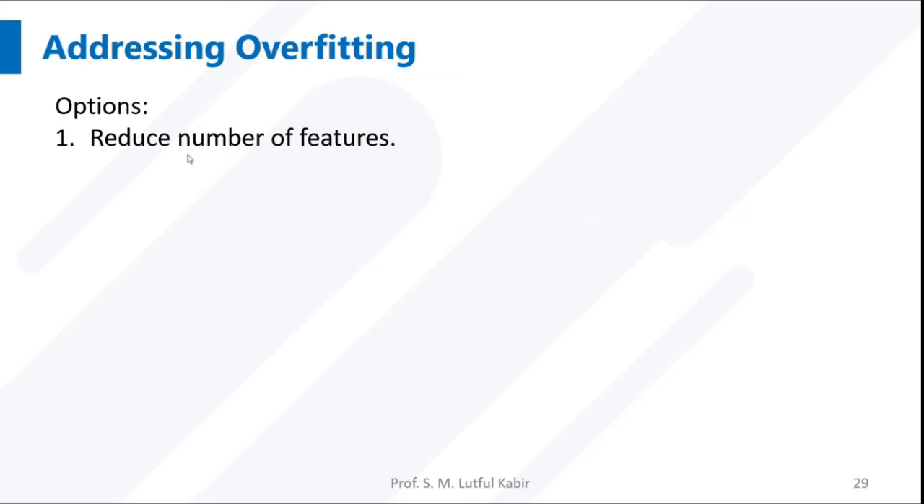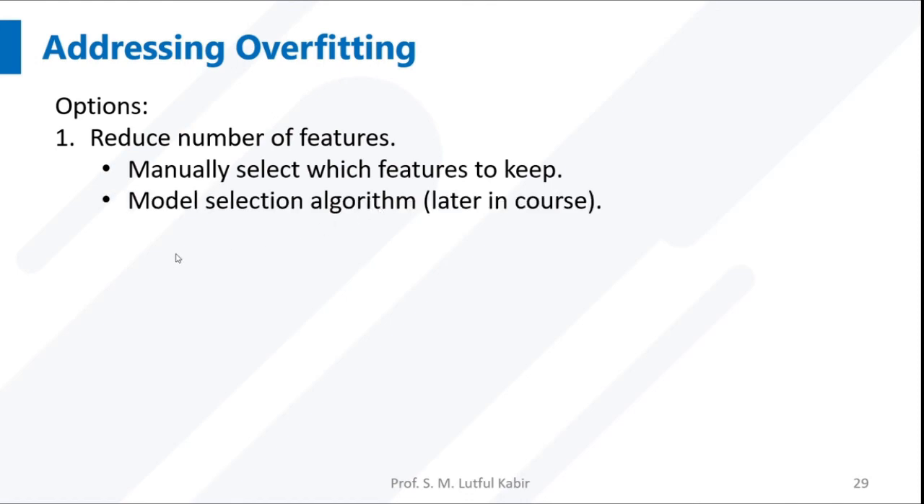The first option is to reduce the number of features. You can manually select which features to keep. You can judge the importance of each feature, and accordingly discard some of them and keep the important ones. The other technique is a model selection algorithm, which we'll discuss later in the course. This algorithm decides which features to keep and which to remove. But the problem is this algorithm may not give you the correct decision in some cases.